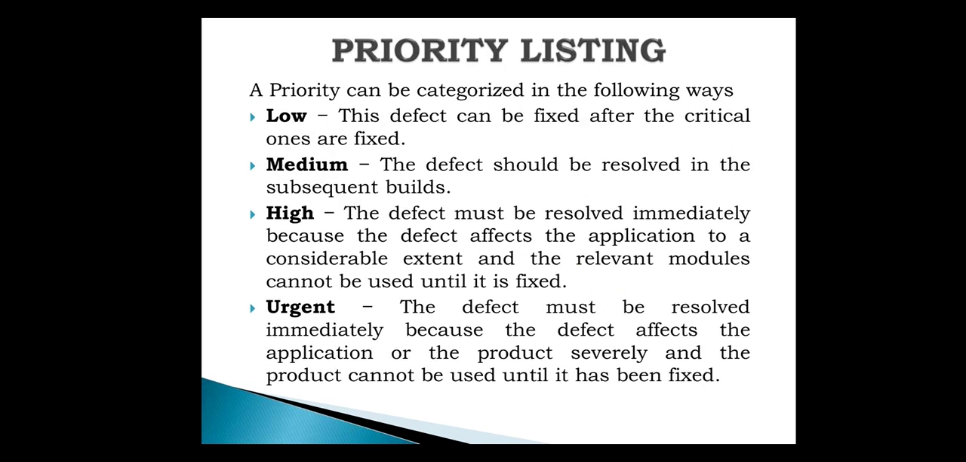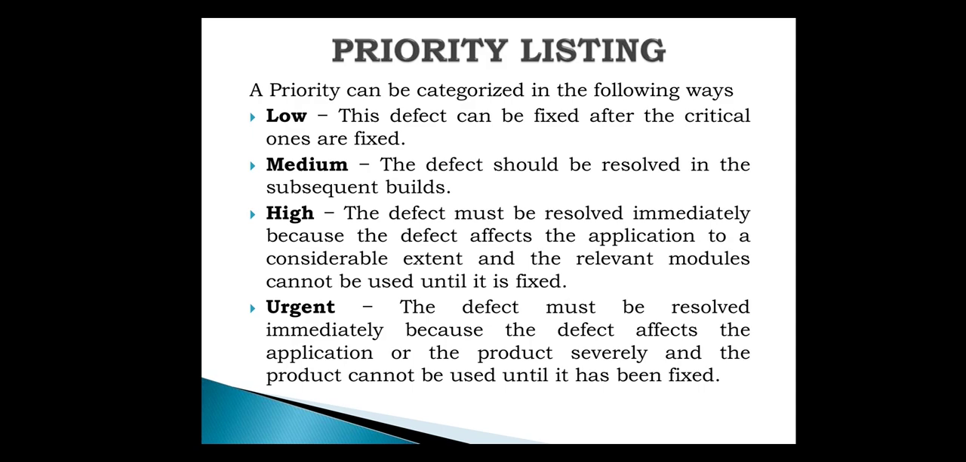Next is priority listing. So what is the priority listing? Basically it is categorized in the following ways. First is low, then medium, then high, then urgent. Low: this defect can be fixed after the critical ones are fixed. Means if priority is low, we will keep that particular defect, wait for the major defects to be fixed, and then fix it. If the priority is medium, the defect should be resolved in the subsequent builds, or we can fix it in the next version also.